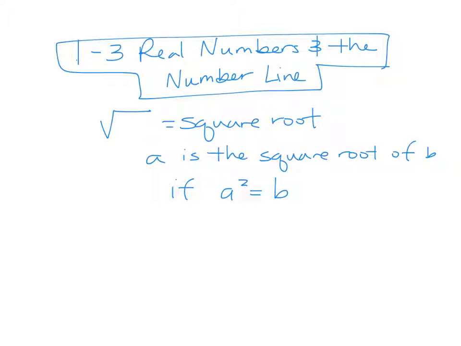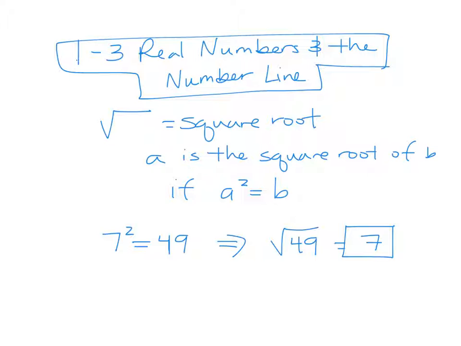So for instance, 7 squared is 49, right? That means that the square root of 49 is what? 7, right? So it's whatever number times itself gets you the number under your symbol, okay? So the square root of 49 would be 7.